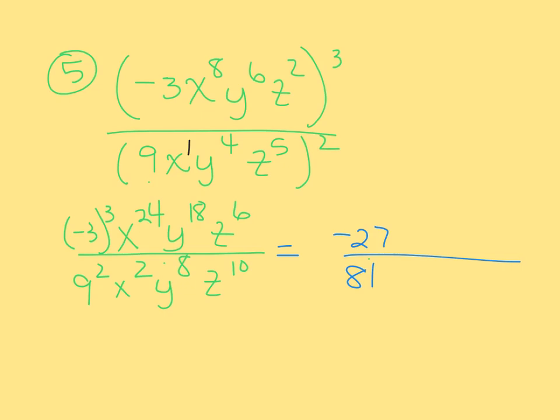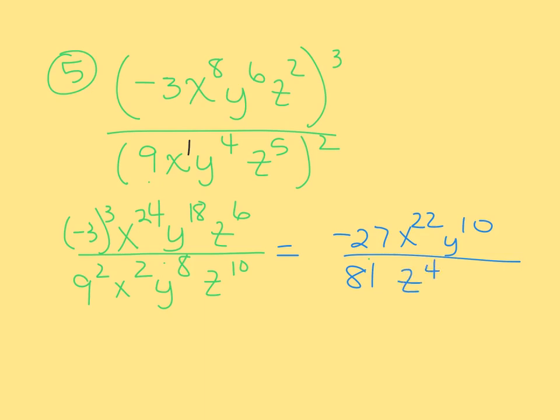X to the 24th over x to the 2nd is going to give me x to the 22nd on the top. Y to the 18th over y to the 8th is going to give me y to the 10th on top. And z to the 6th over z to the 10th is going to give me z to the 4th on the bottom.